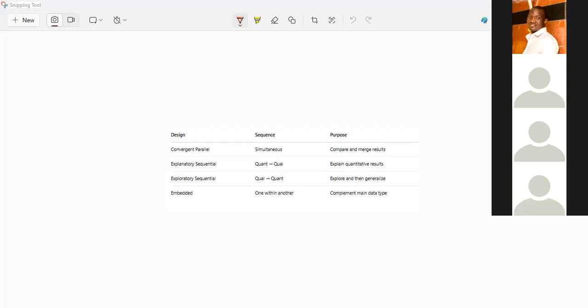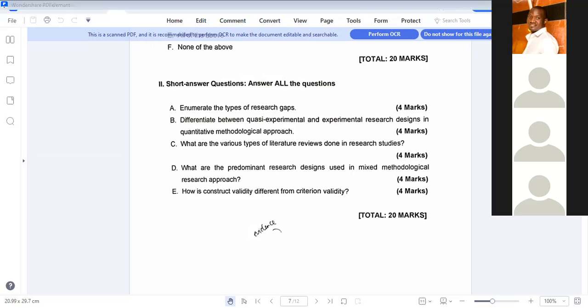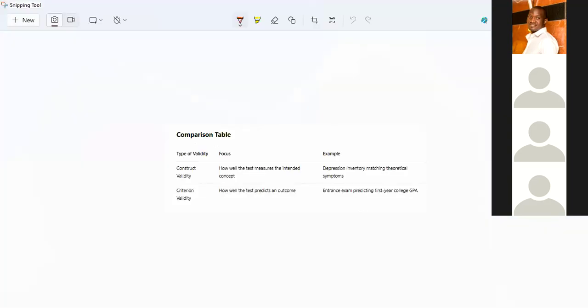All right. So lastly, the question we have is, how is construct validity different from criterion validity? What's the difference between construct validity and criterion validity? So we can look at it in terms of focus and examples. I'll give you a comparison table. The difference between construct validity and criterion validity can be illustrated in this table.